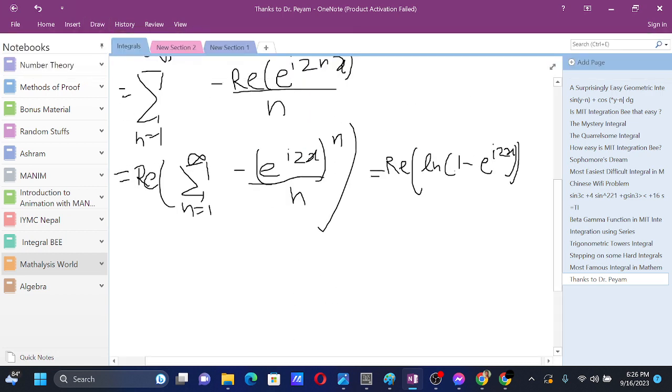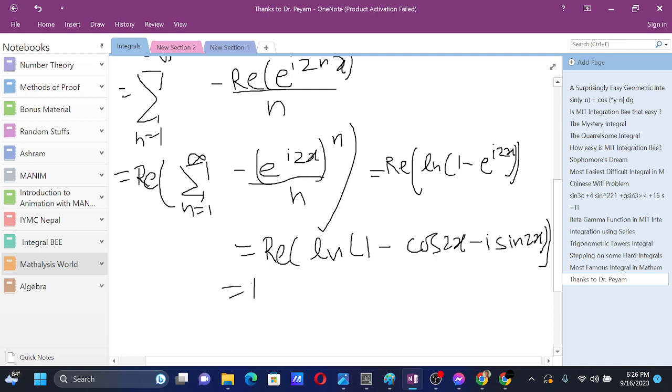Okay, so now this will be the real part of ln of... Now we can write e to the power i 2x as cos 2x plus i sin 2x, and because of the negative sign it will be minus i sin 2x. Now this will be the real part of ln of 1 minus cos 2x on the real side and minus sin 2x on the imaginary side.